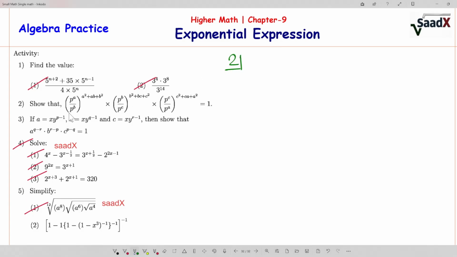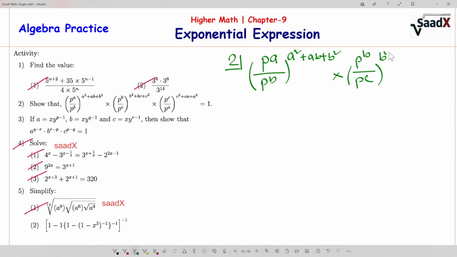Here, show that p to the power a divide p to the power b, whole to the power a square plus ab plus b square, times p to the power b divide p to the power c, whole to the power b square plus bc plus c square, and finally times p to the power c divide p to the power a, whole to the power c square plus ca plus a square. We have to prove this one equals 1.